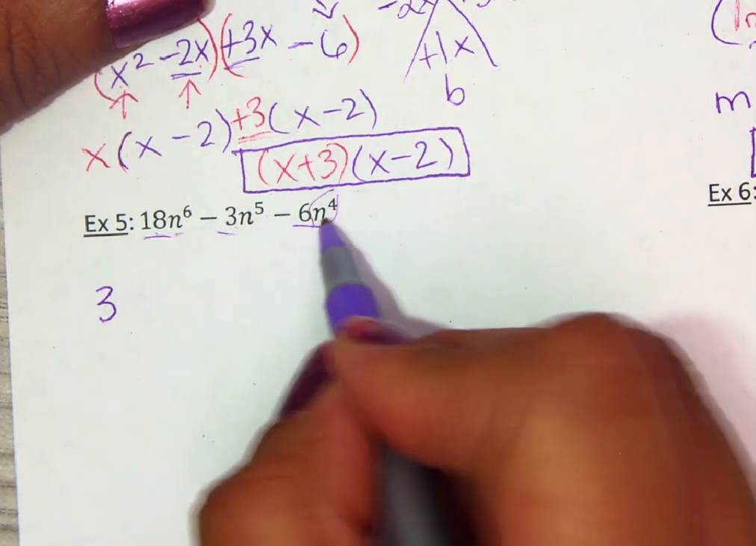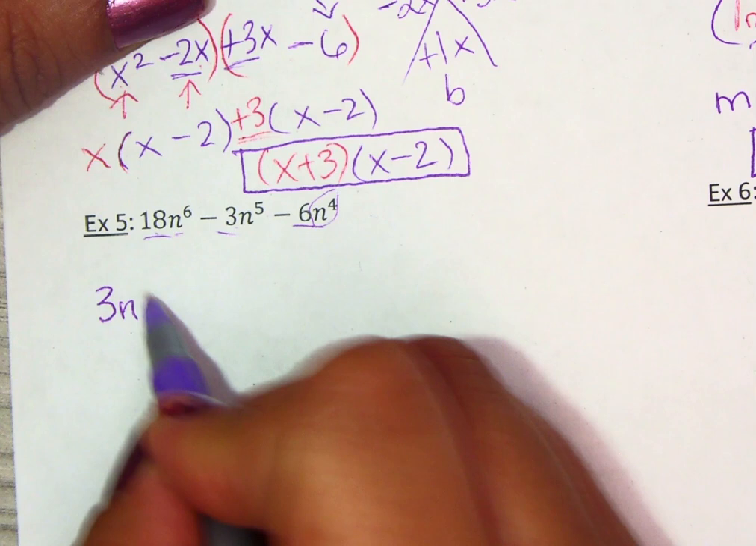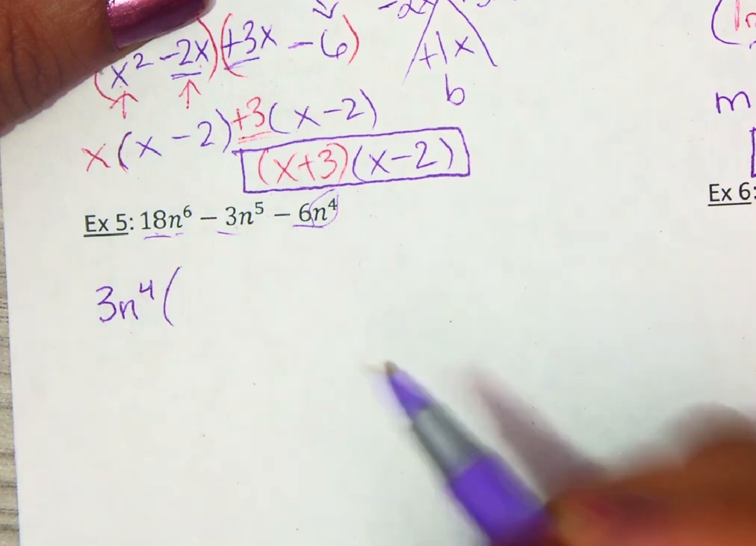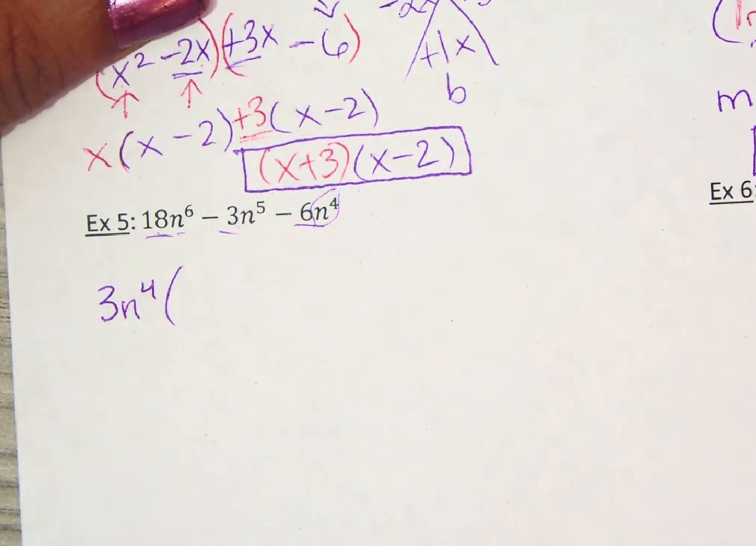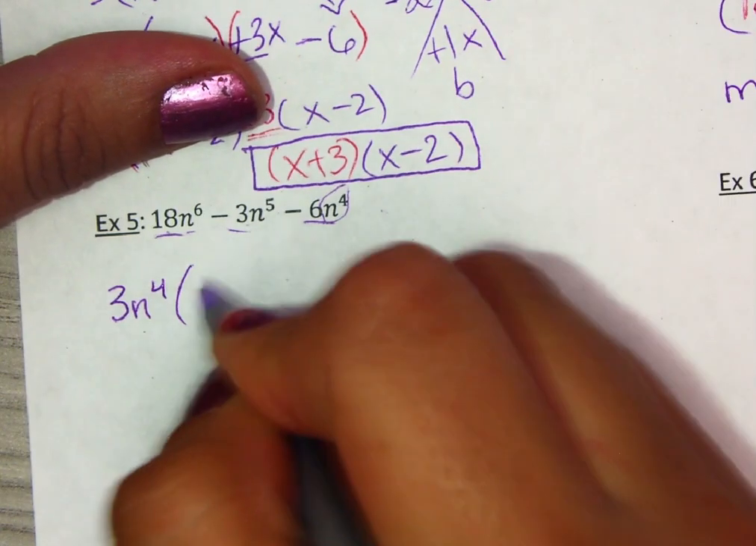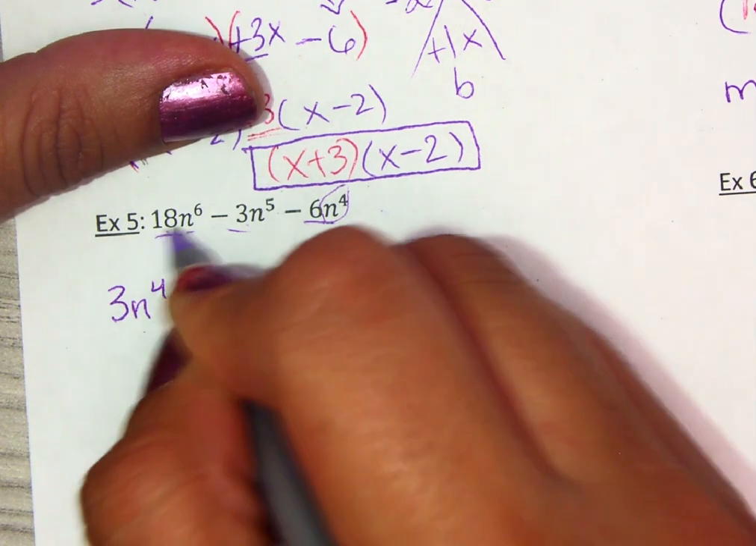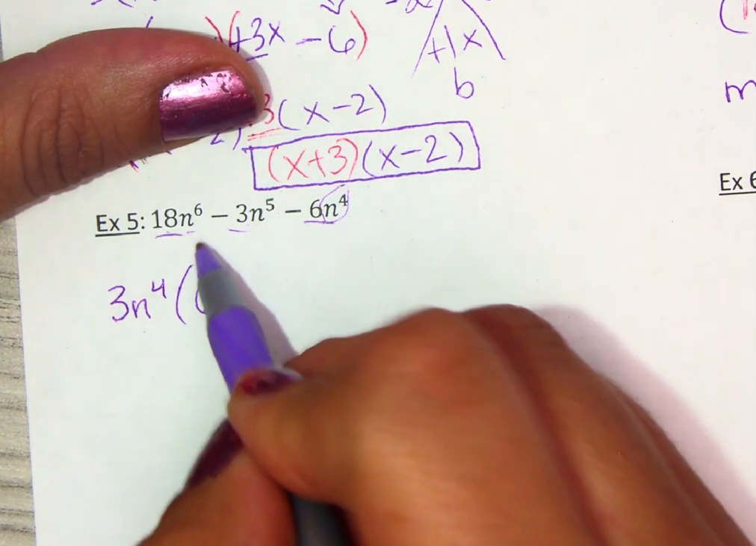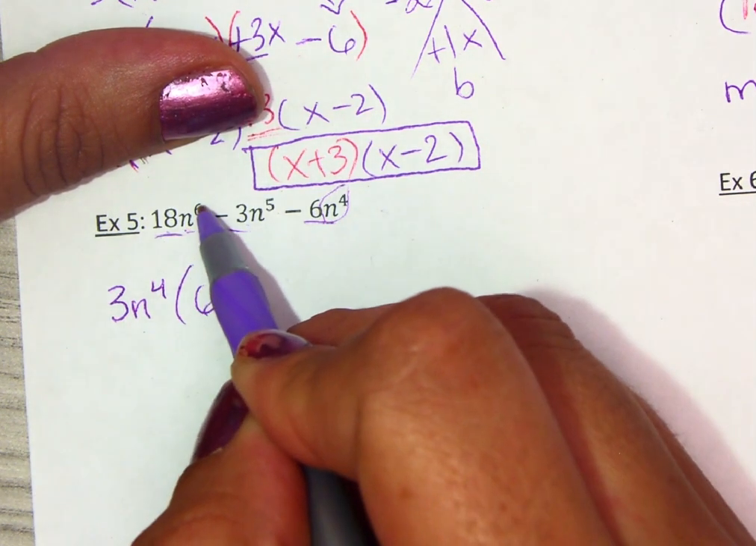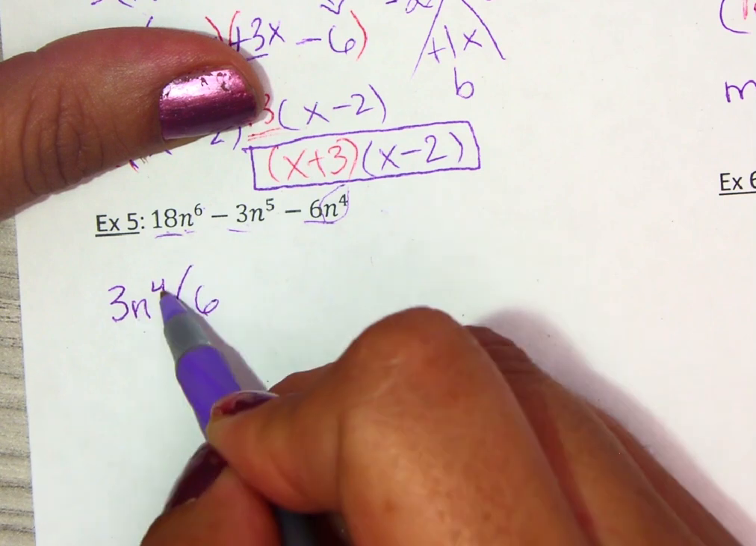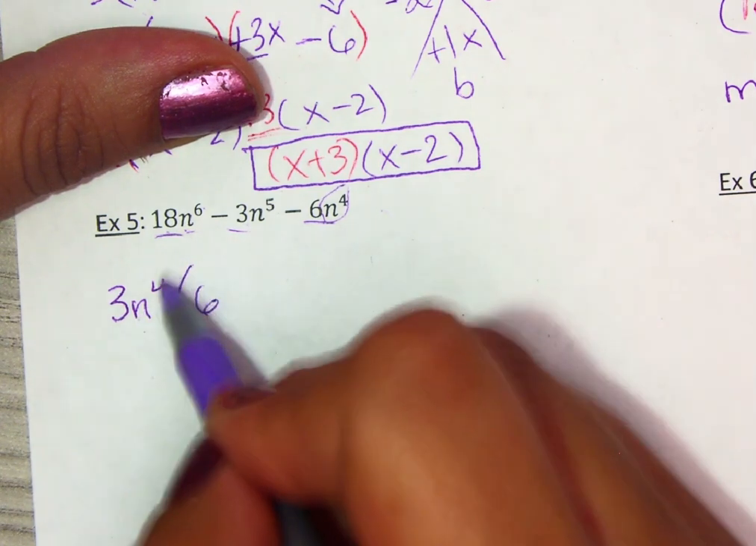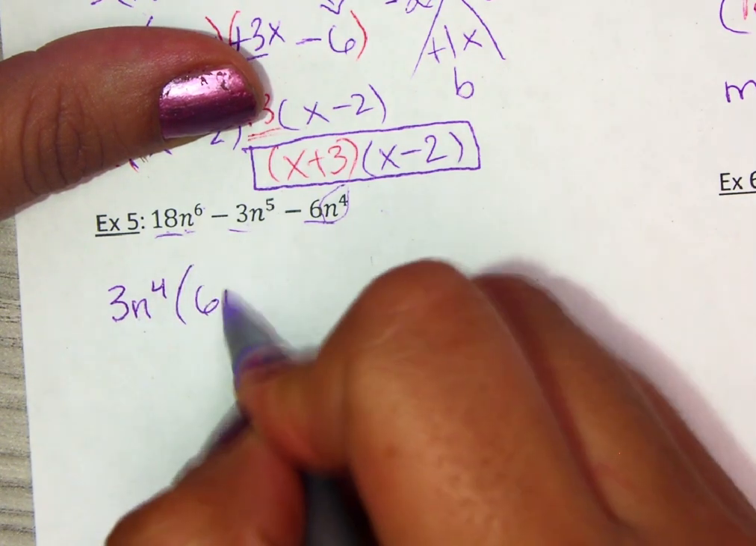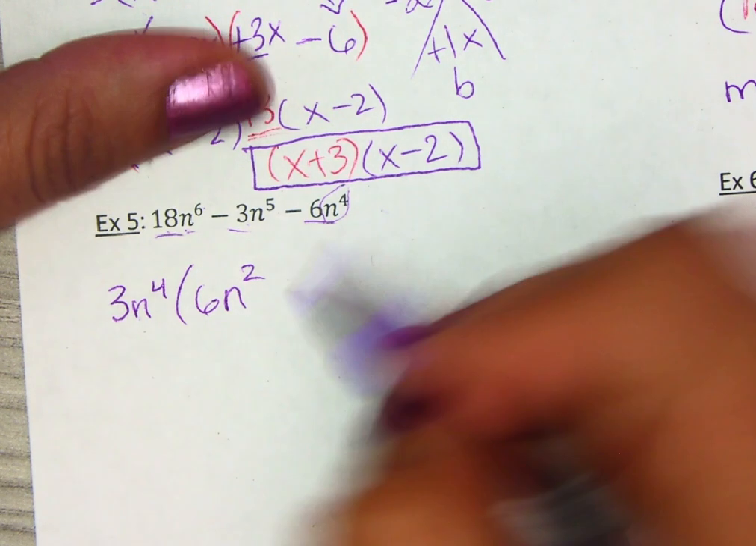All of these have at least 4 n's, so we're going to take out 4 n's. We're going to divide each term by n to the 4th power. So 18 divided by 3 is 6. And then if you have n to the 6th power divided by n to the 4th power, if you take out 4 n's from here, you're only going to have 2 left.